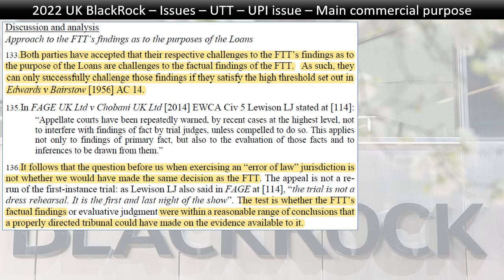And then the court quotes another case, Farga UK versus Chobani UK Limited. It says the higher courts have told the upper tier tribunal repeatedly: appellate courts have been repeatedly warned by recent cases at the highest level not to interfere with findings of fact by trial judges of the first tier tribunal, unless compelled to do so. This applies not only to findings of primary fact, but also the evaluation of those facts and to inferences to be drawn from them, right? If it's reasonable that the first tier tribunal could interpret it this way, you need to leave it alone.